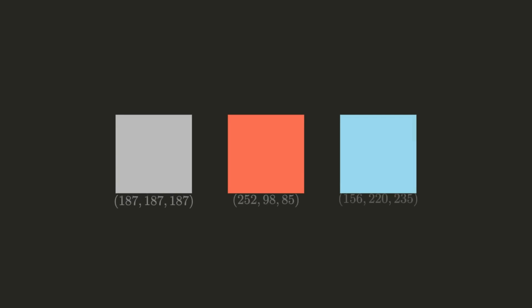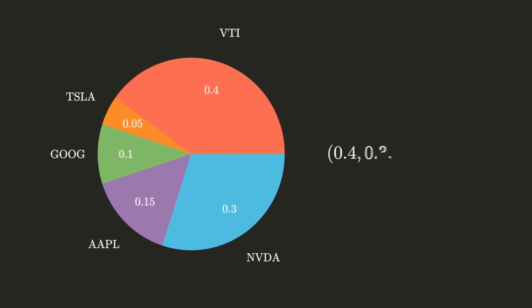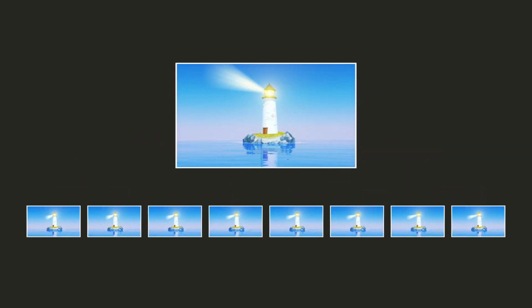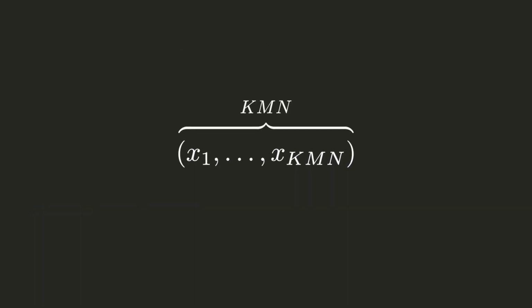Other than just points and arrows, vectors can represent many other concepts, such as colors, or asset allocation, where each entry represents the weight of an asset. An image can also be represented by a vector. This image, for example, can be flattened into a vector. The length of the vector equals the number of pixels in the image. Even a video can be represented by a vector. You see, a video is just a series of frames, so the length of the vector representing it will be the number of frames times the number of pixels of a single frame.